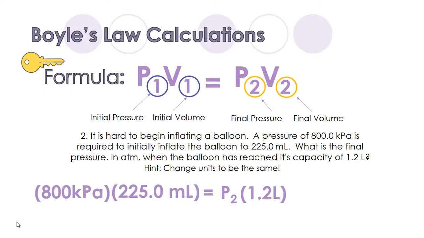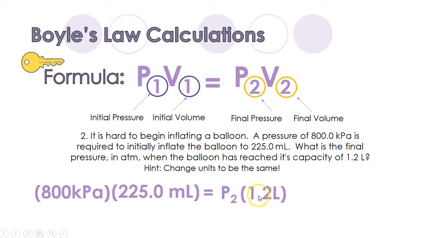Right now, we have something that looks like this. We have kilopascals, milliliters, and liters. So you want to make sure that your units are the same when you're plugging it into the formula. So pause the video and try to change liters to milliliters and solve this equation and make your final pressure in atm using our pressure conversions.